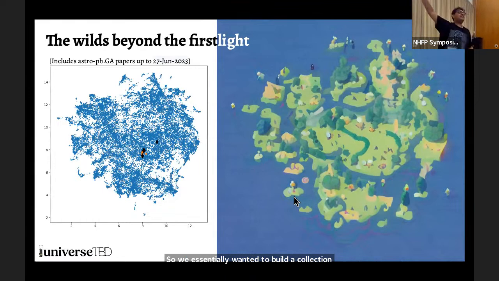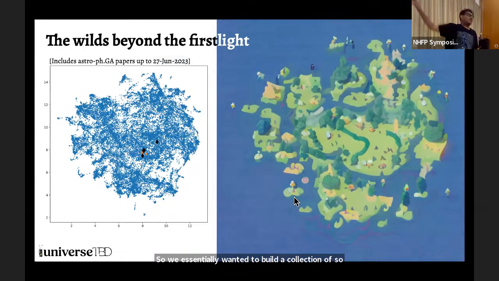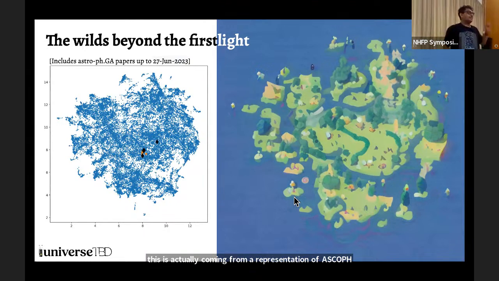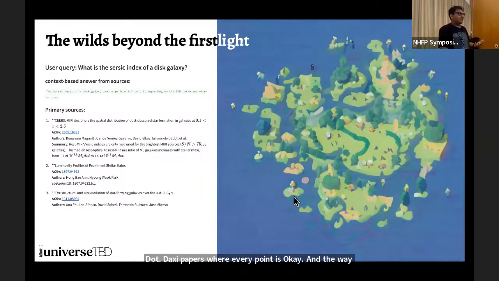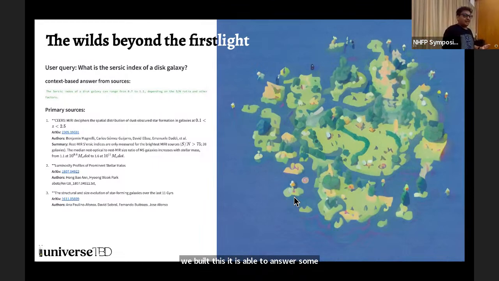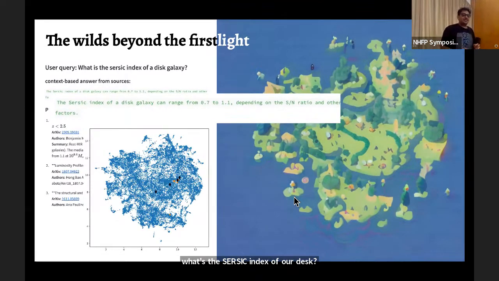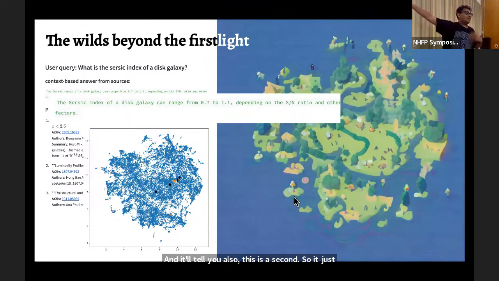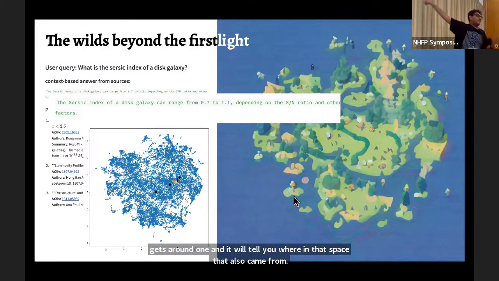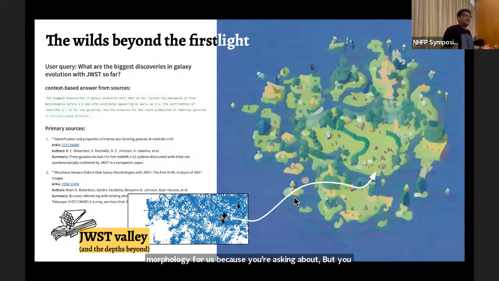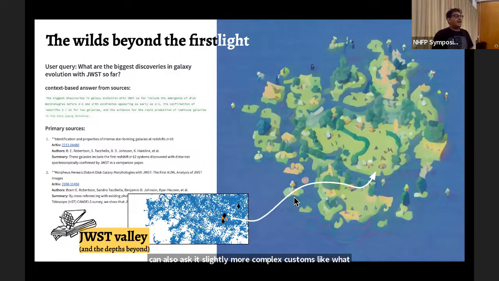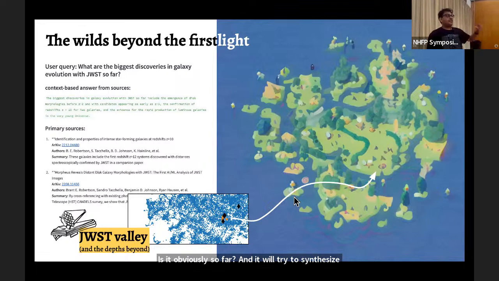So this is actually coming from a representation of astro-ph.GA papers, where every point is a paper from arXiv. And the way we built this, it is able to answer simple questions like what's the Sérsic index of a disk? And it'll tell you, oh, so the Sérsic index of a disk is around 1. And it'll tell you where in that space that answer came from. And you can see that it actually comes from the morphology cluster because you're asking about Sérsic indices. But you can also ask it slightly more complex questions, like what are the biggest discoveries with JWST so far? And it will try to synthesize answers. And always, whenever you ask it a question, it gives you primary sources, like, this is where I drew the answer from, and those sources have to be real.